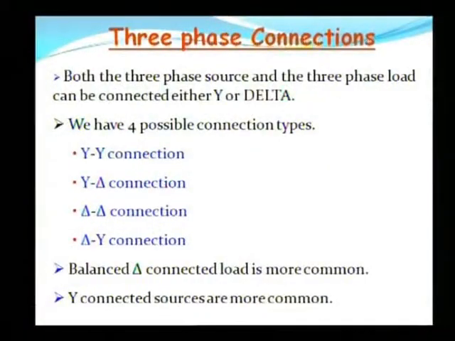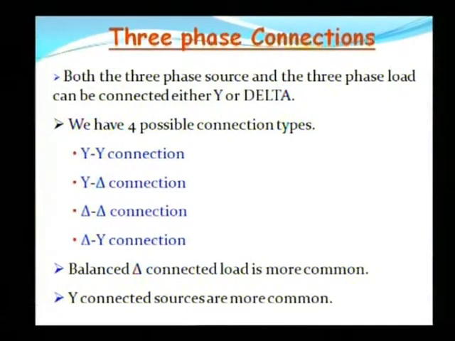Friends, let's start with our pending topics. The new topic of today's session is three-phase connection. Both the three-phase transmitter section and the receiver section have some connections like Y or delta. So there are four possible connections of these two types.